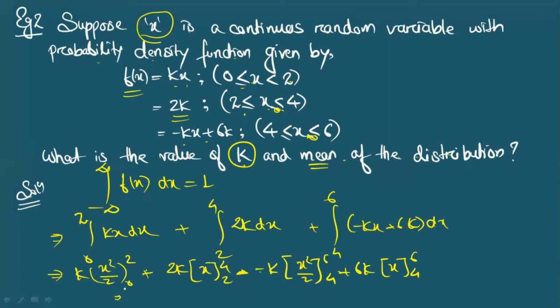Clear? Now when you do this, here you will get 4k by 2 when you put the upper limit, since the lower limit is 0. Here you will write 2k times 4 minus 2, so it is 2. Ultimately here you will get 4k minus, this is what? 6 square is 36, 36 minus 16 is 20, so 20 by 2 is 10. So it is minus 10k. Here you will get again 2, so 6 times 2 is 12k. Clear?